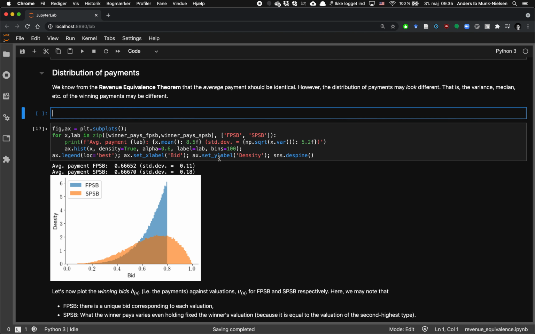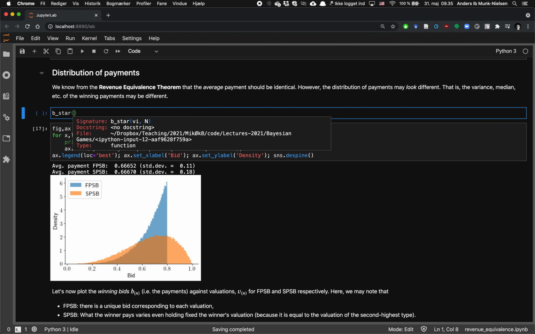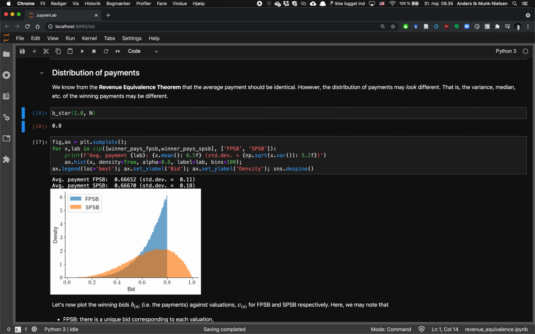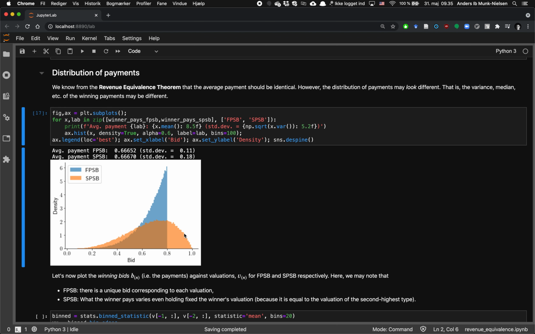But that makes sense, because if we evaluate B star, the optimal bidding function, at a valuation equal to 1.0, the maximum you can possibly have, and given the N that we do have in our auction, that's 0.8. So no one can ever bid above 0.8. But of course, in a second price sealed bid, what you're paying depends on what the second highest type valuation is.